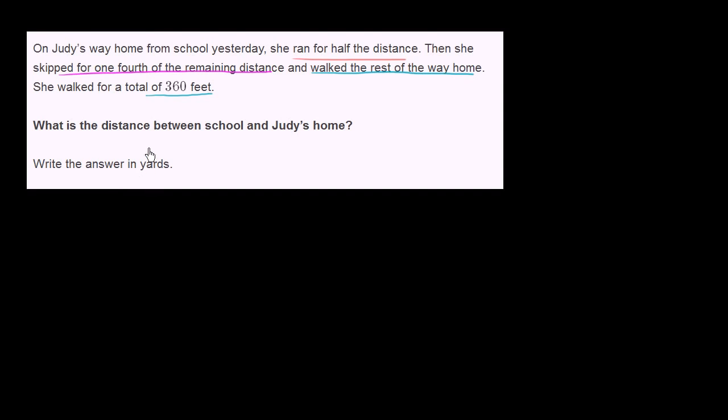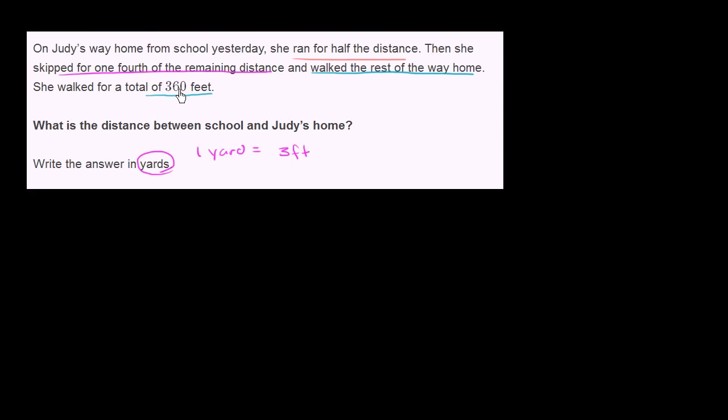So this is a little tricky right over here. They say 360 feet. Write the answer in yards. And we have to remind ourselves that 1 yard is equal to 3 feet. So just so we make sure we don't make that careless mistake, let's put all of our information in yards right now. So 360 feet is how many yards?